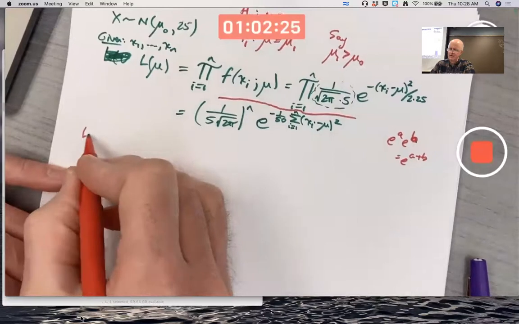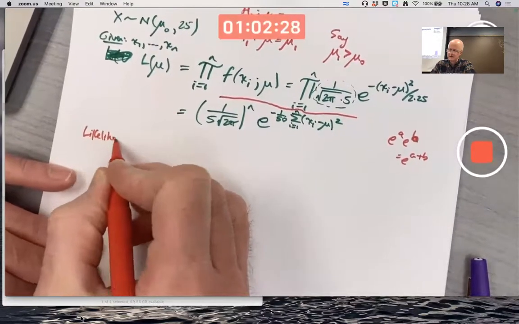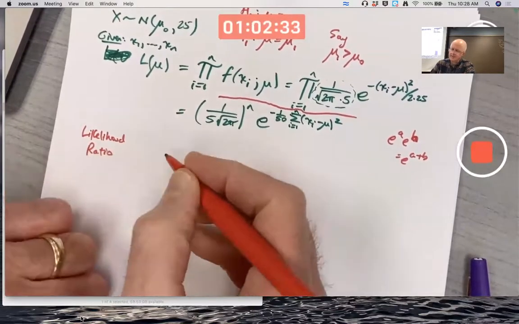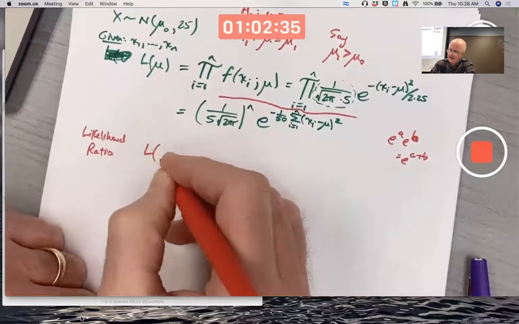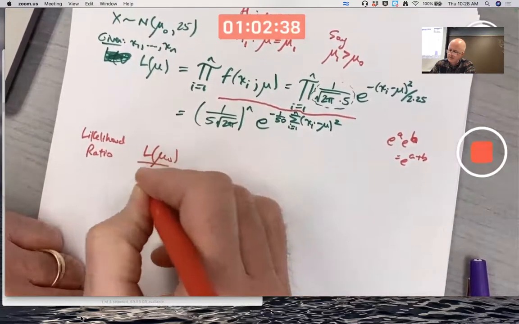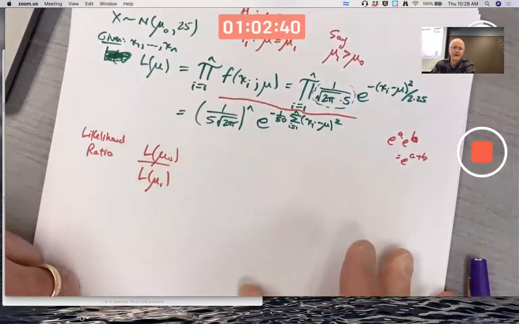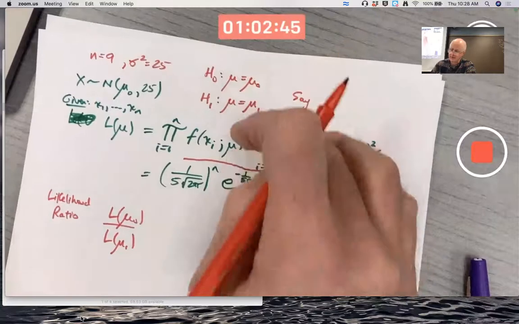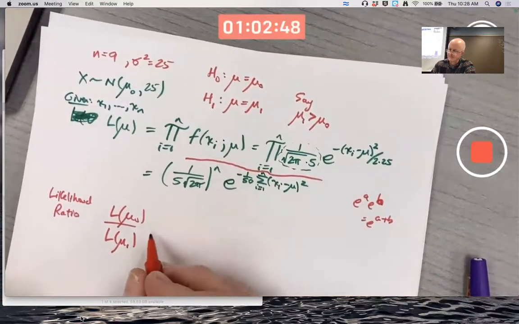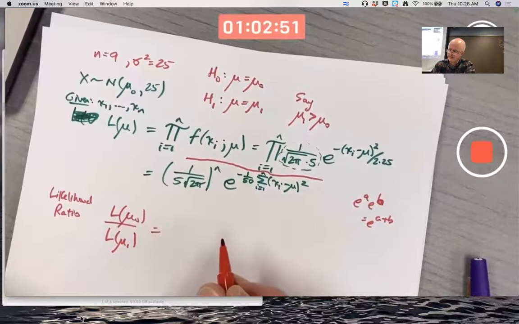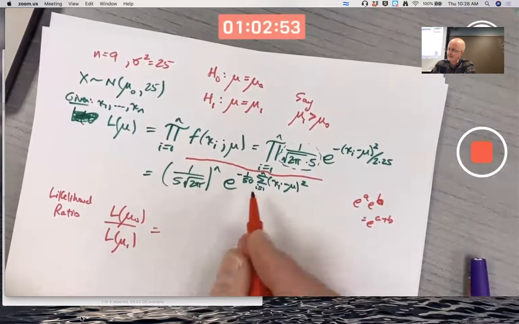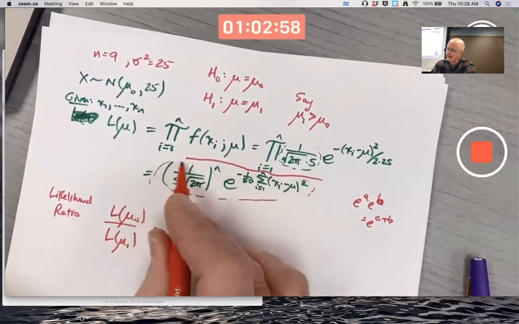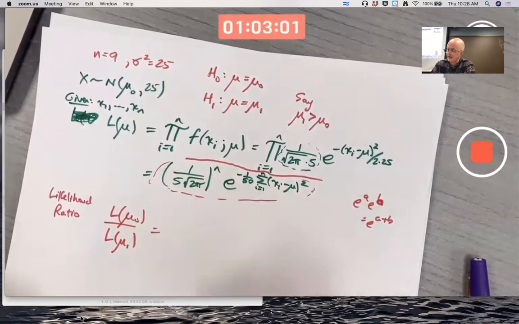The likelihood ratio in the Neyman-Pearson lemma would be L of mu0 divided by L of mu1. It's fortunate that we decided to do the likelihood ratio top to bottom in the same order as the null and the alternative. The formula for the top and the bottom is going to be this thing. With the top, in place of mu, you'd put mu0. With the bottom, you'd put mu1.